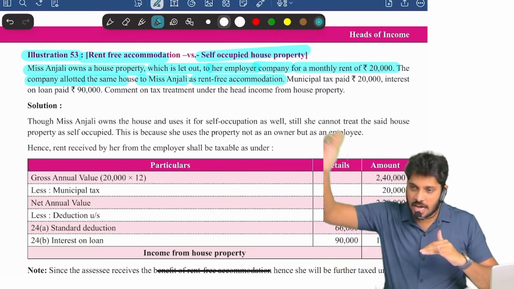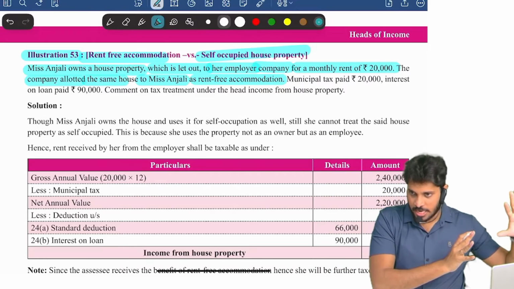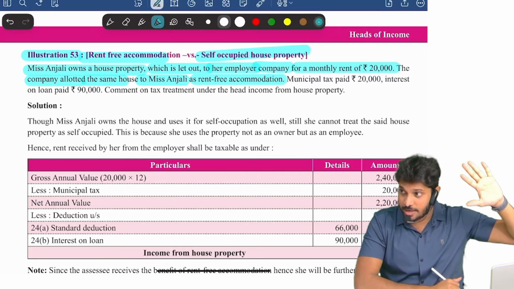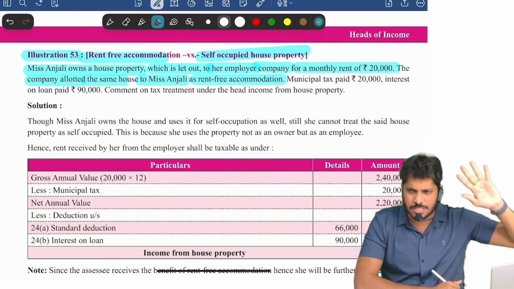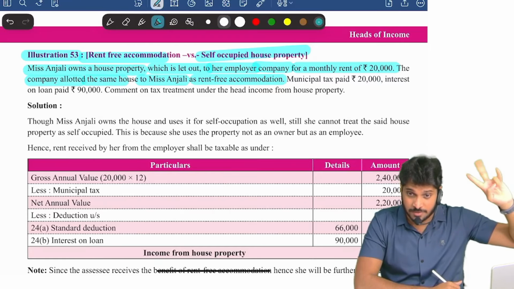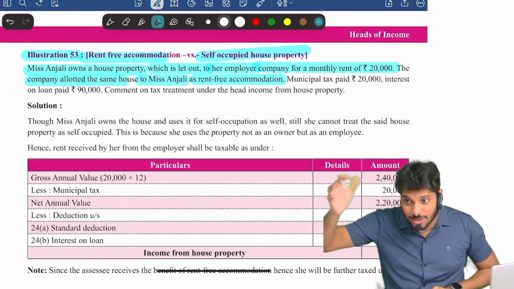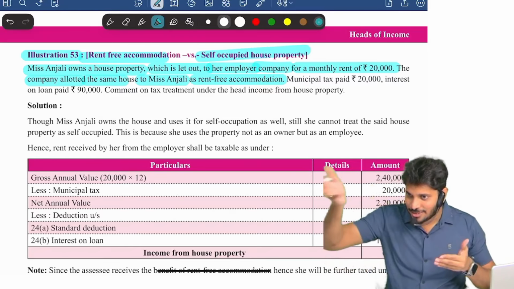One, she is getting RFA from the company. That unit is considered as an RFA given by the company. For the company it is a rented accommodation, and therefore it is 10% of salary or actual rent paid by the company, whichever is lower, that is a taxable perquisite for her. And on the other hand, she is renting it to the company, which is a let out property. So you have to compute.